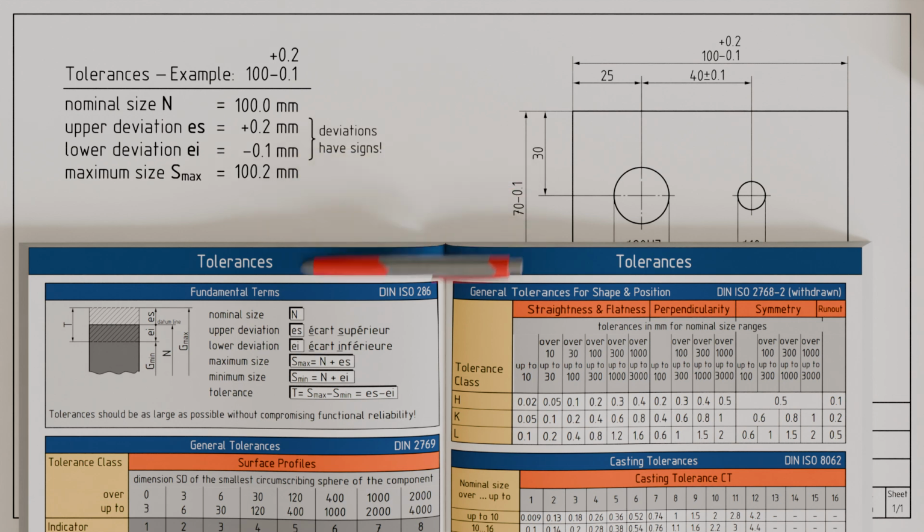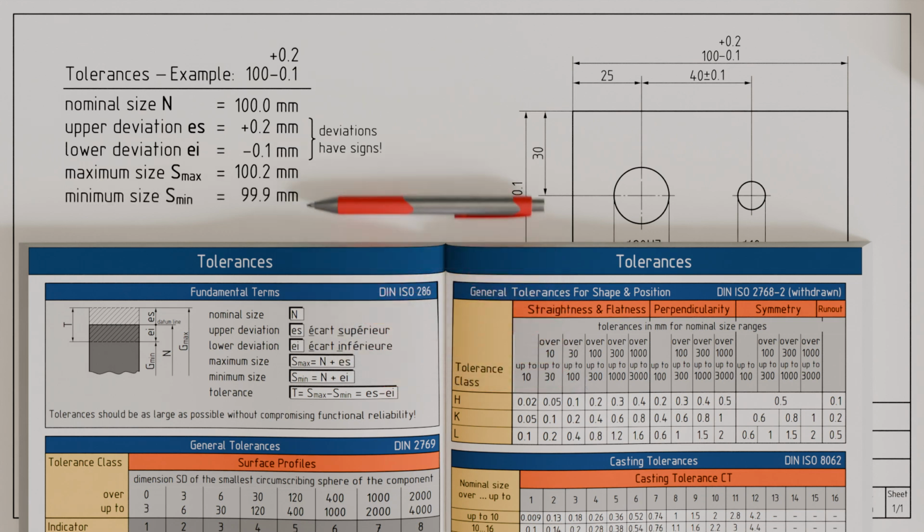The minimum size is represented by the letter combination S-min and is the sum of the nominal size of 100 mm and the lower deviation of minus 0.1 mm. Here, it is important to pay attention to the sign. This results in a minimum size of 99.9 mm, which must not be undershot after manufacturing.